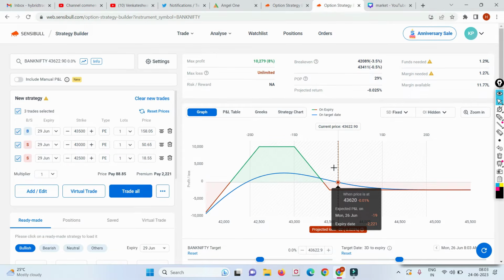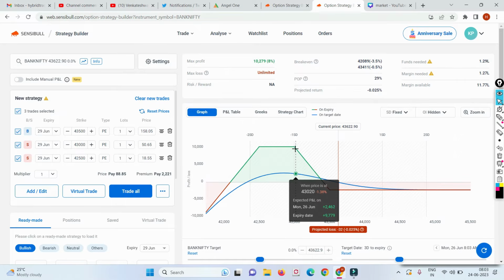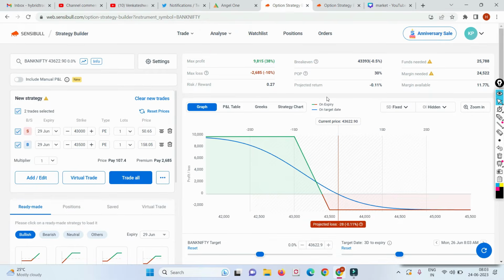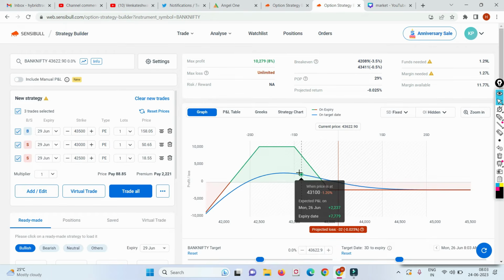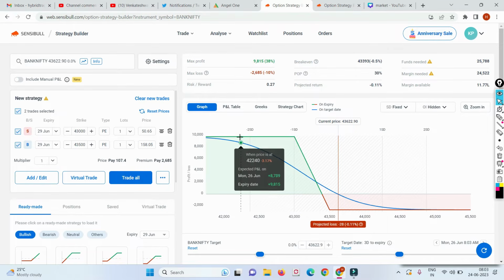What does your ratio spread do? Same 1.5%. Let me show you. At 1.5%, you will be getting only 2,582 profit. So the absolute profit is more in the debit spread, but the profit is less in the ratio spread. And let's take an example. Tomorrow the market gaps down by, let's say, 3%. You will get almost 8,500 profit in the debit spread.